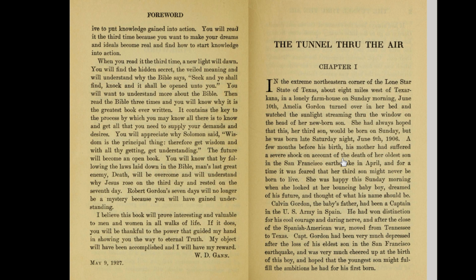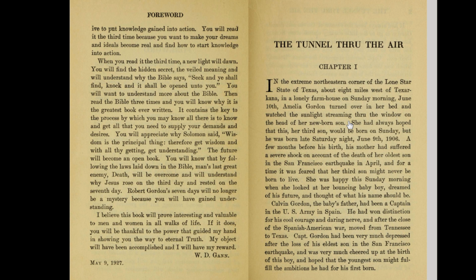Okay, so let's look at the very first chapter in this book and read it out loud. In the extreme northeastern corner of the Lone Star State of Texas, about 8 miles west of Texarkana, in a lonely farmhouse on Sunday morning, June 10th, Amelia Gordon turned over in her bed and watched the sunlight streaming through the window on the head of her newborn son. That's a long sentence, and that right there should be that should be a hint to you.